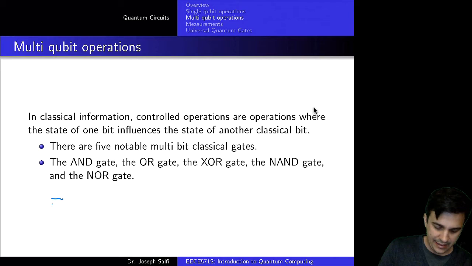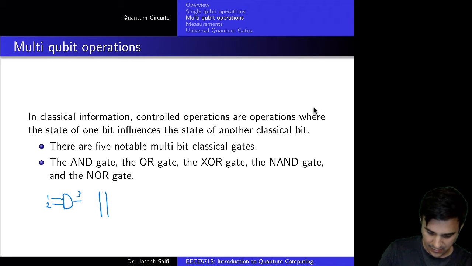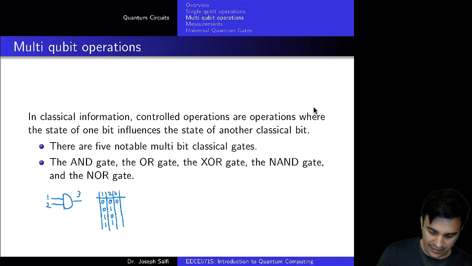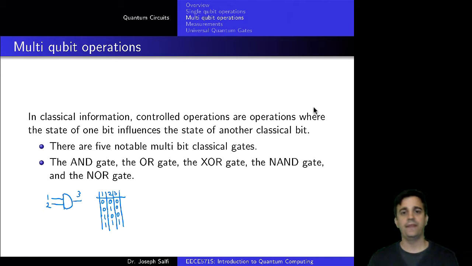The AND gate looks like this and has a truth table with inputs 0, 1, 0, 1 and 0, 0, 1, 1. The output of the AND gate is only equal to 1 when both of its inputs are 1. So we get 0, 0, 0, 1.